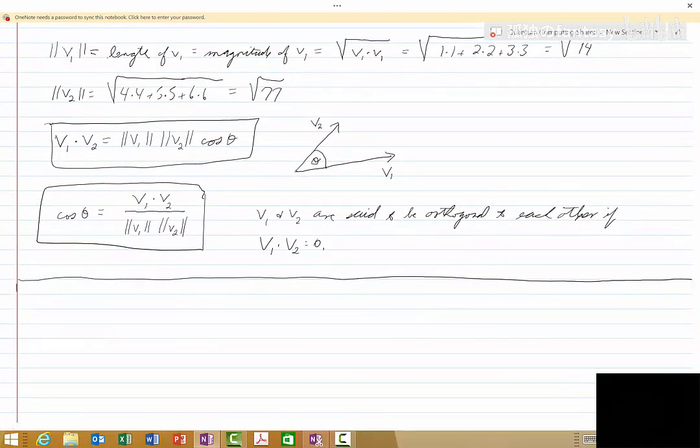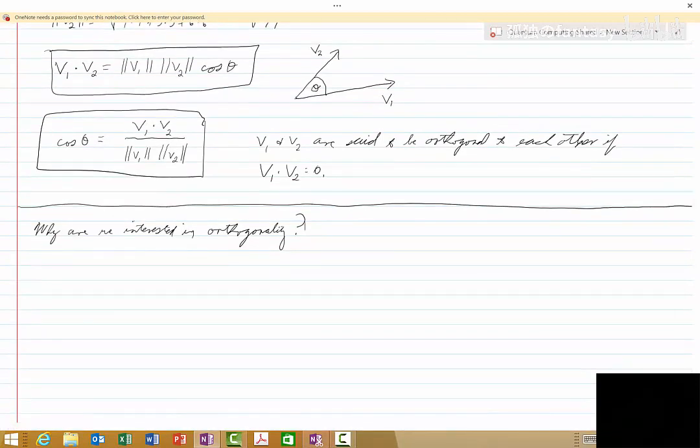And let's ask, why are we interested in orthogonality? Well, one reason for being interested in orthogonality is the following idea.